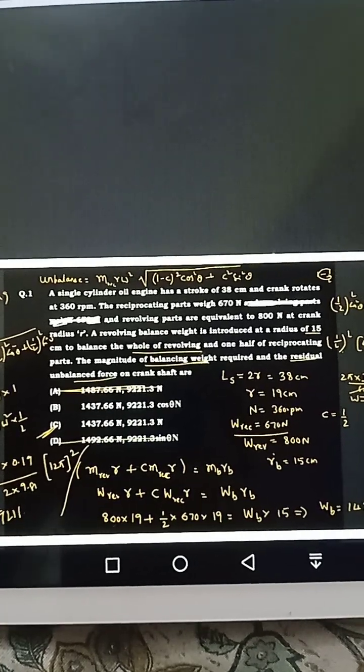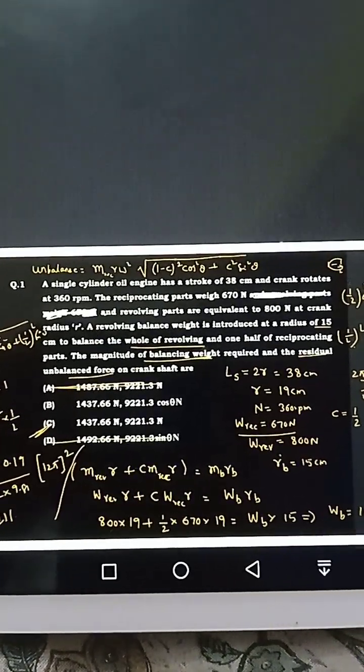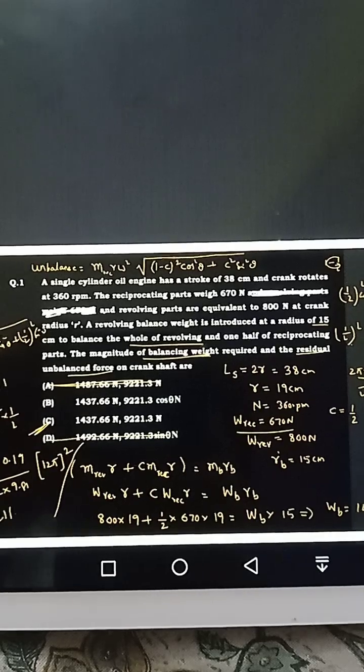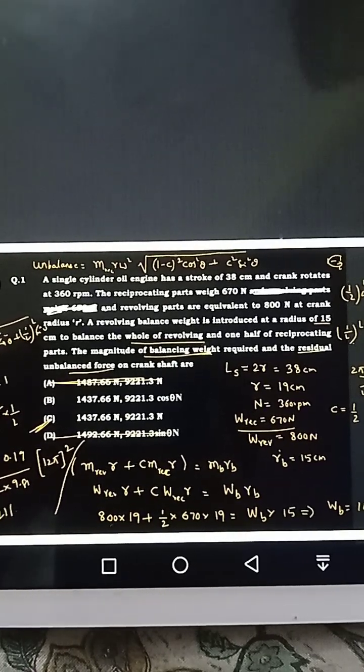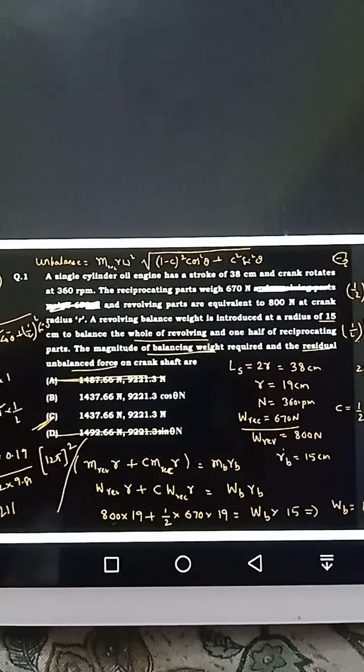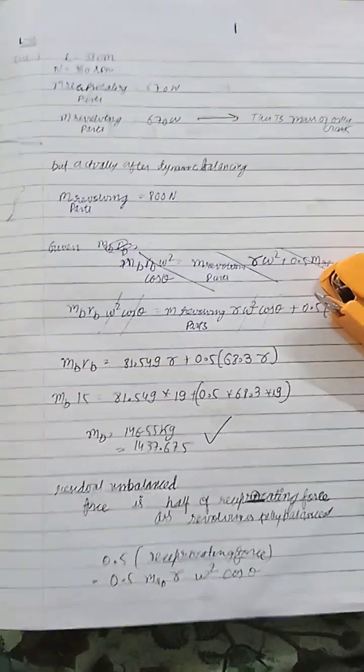So this is PK's questions. First off, this is the basic question in which there is nothing new. In this question there is nothing new. The question can be easily solved like this.